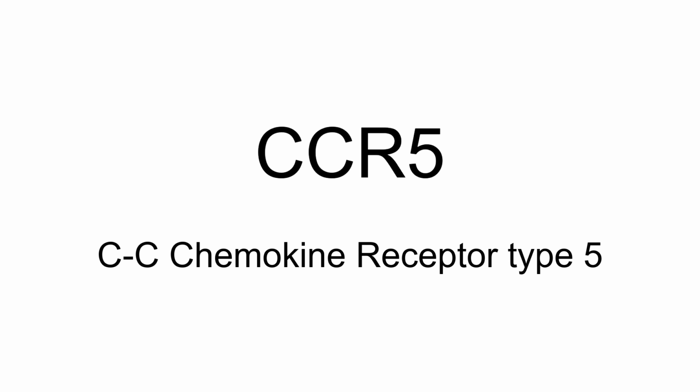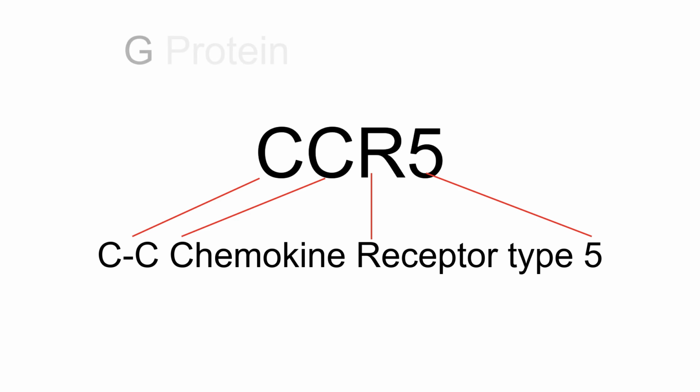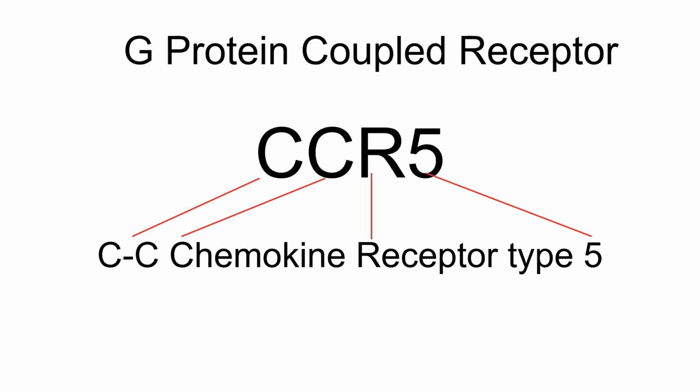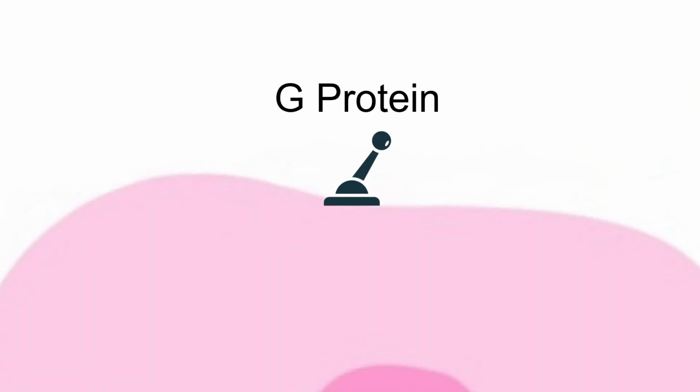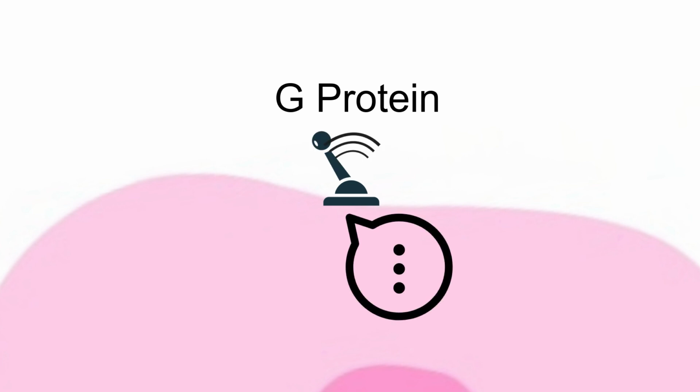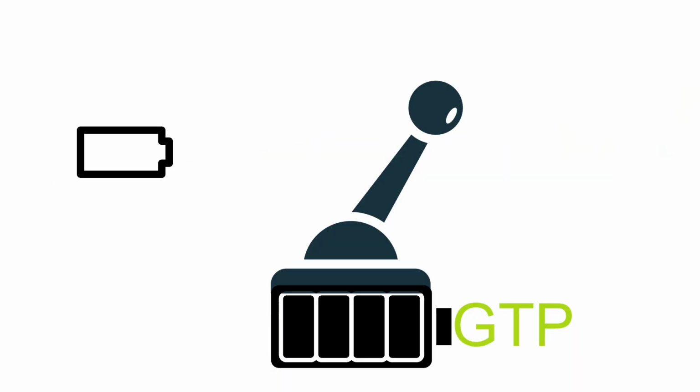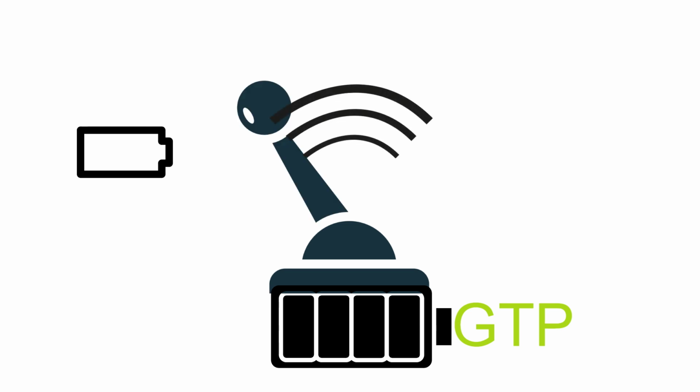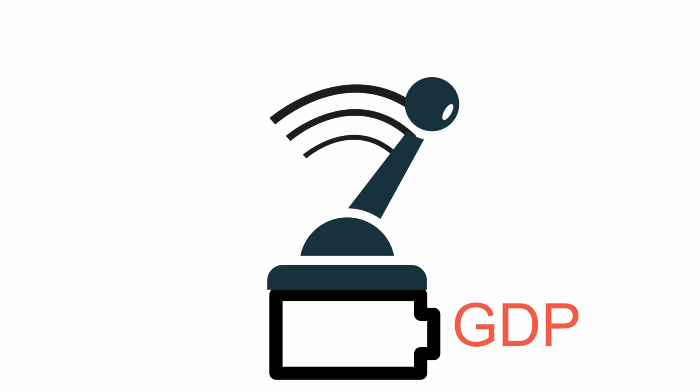CCR5 is an acronym for CC chemokine receptor type 5. It is in a category of proteins known as a G protein coupled receptor. What is that? Glad you asked. A G protein is a switch that can be turned on to send signals to inside the cell. When a G protein has GTP, a protein battery, the switch can be turned on. But with GDP, a used up battery, the switch is off.